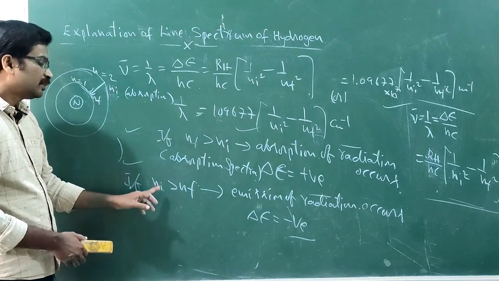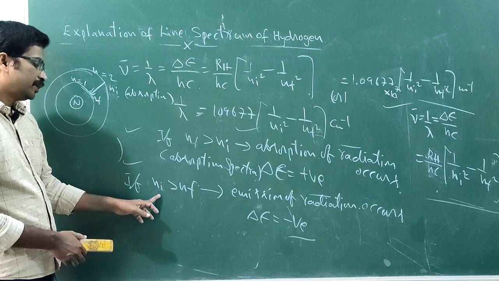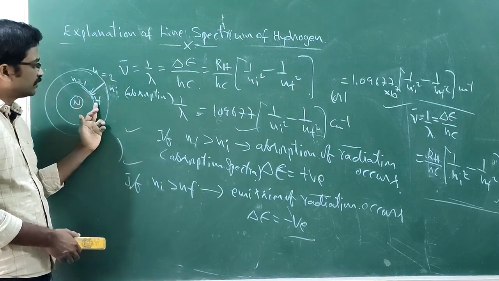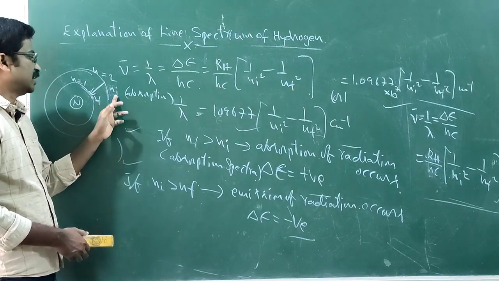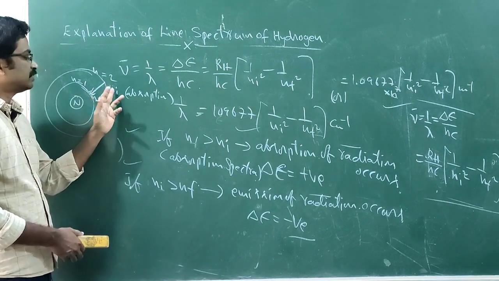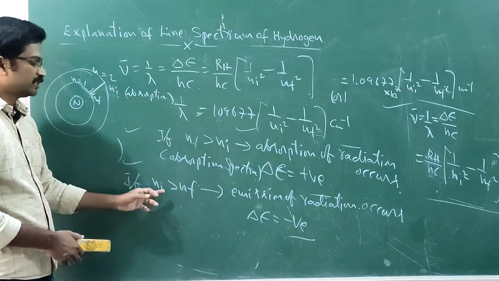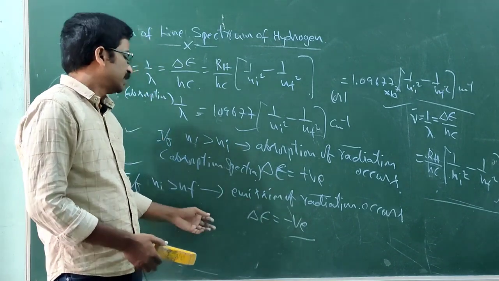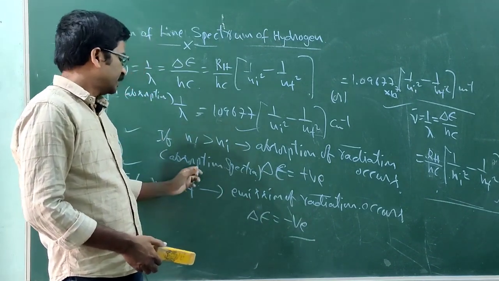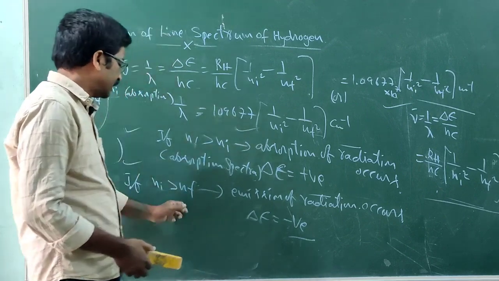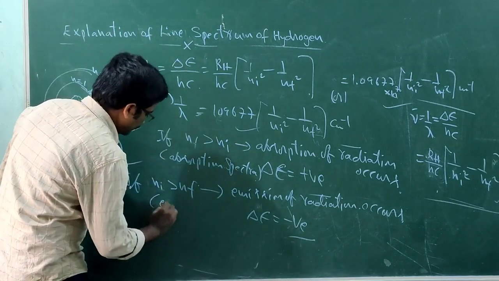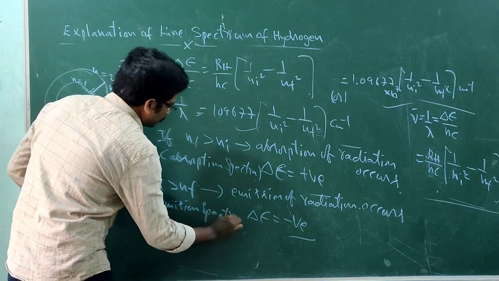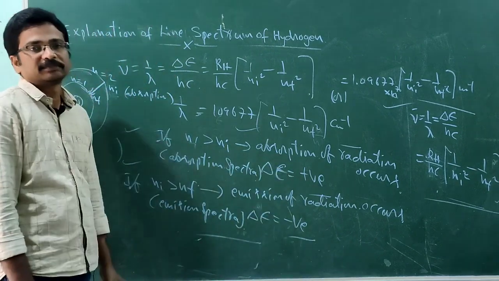Here it is the starting point, going from a higher energy state to a lower energy state. Here it is the initial, and this is the final. So initial and final are changed. That is the reason why, when Ni is greater than Nf, emission of energy takes place. It gives the emission spectra. Here it gives the absorption spectra. And this gives the emission spectra.